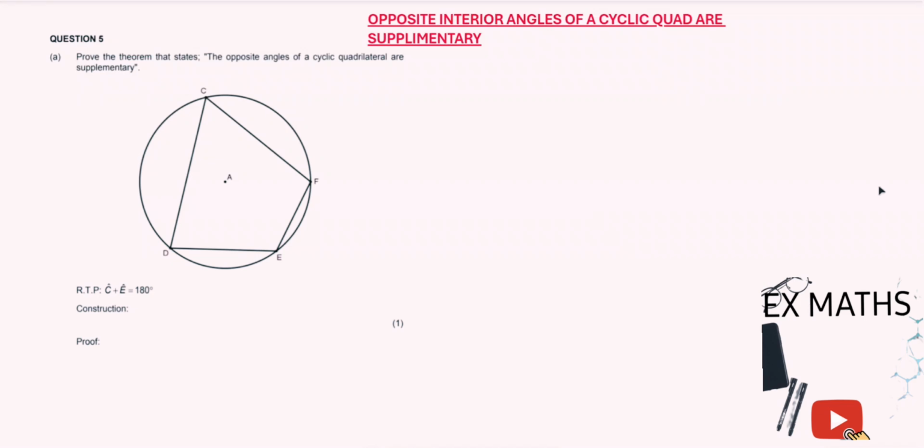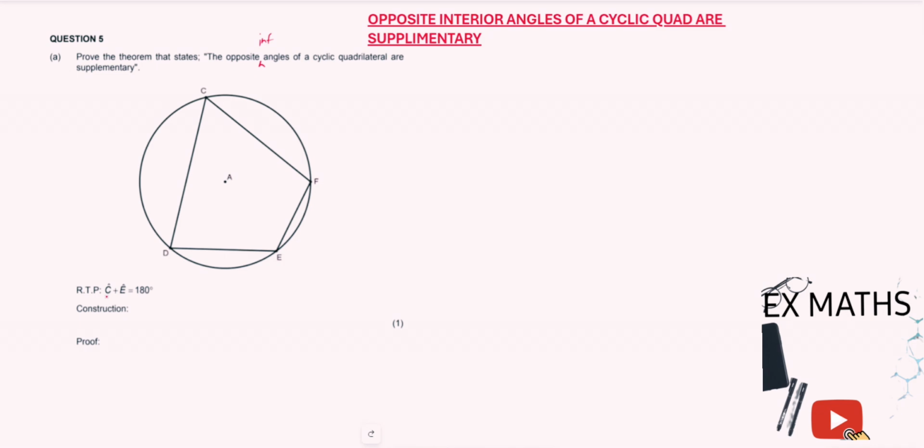Hello guys, in this video we are given a question which reads: prove the theorem that states the opposite angles of a cyclic quadrilateral are supplementary. This is opposite interior. So opposite interior angles of a cyclic quadrilateral are supplementary. Like angle C and angle E, they must add up to 180 degrees, or angle D and angle F, they also need to add up to 180 degrees.